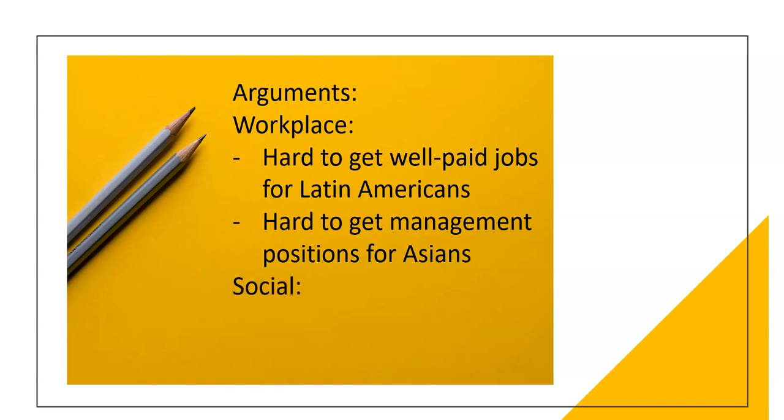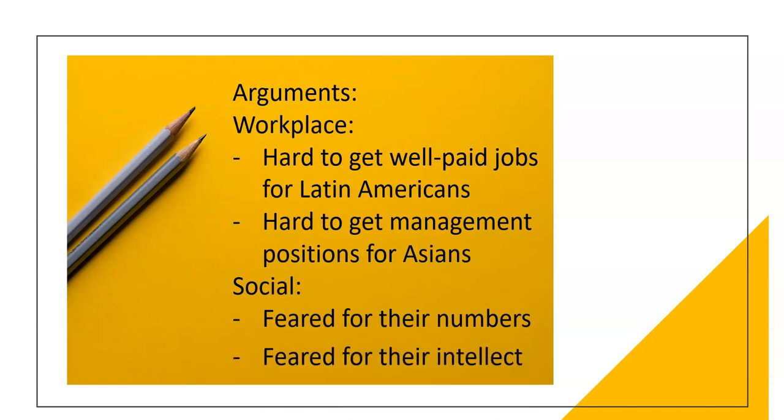The second category that we had selected before would be social problems. So the first one would be that Latin Americans are feared for their numbers and Asian Americans are feared for their intellect. So again, those are my ideas, right? Based on my background knowledge.